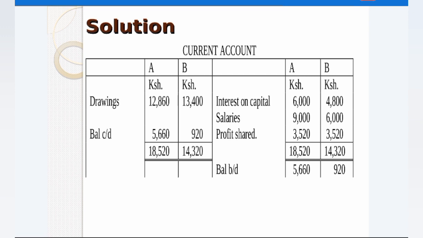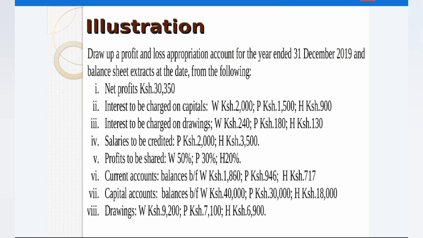Having said that, we can also look at another illustration which has more information. You are told, as our illustration number 2, draw up a profit and loss appropriation account for the year ended 31st December 2019 and a balance sheet extract at that date. So in this case, now we want to see how will we prepare the balance sheet, especially that part where the capitals are required to be prepared. So we have the net profits for the year being 30,350.